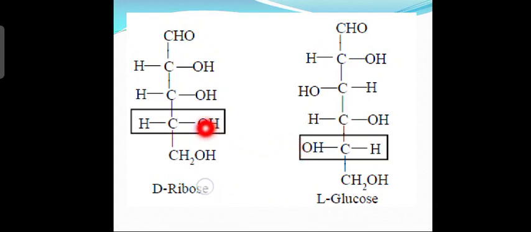If it is on the right side, it is D configuration. If it is on the left side, as this OH group is on the left side, it has L configuration. So, L glucose. The name of this compound is L glucose. Next slide.